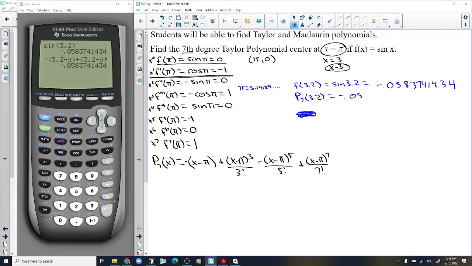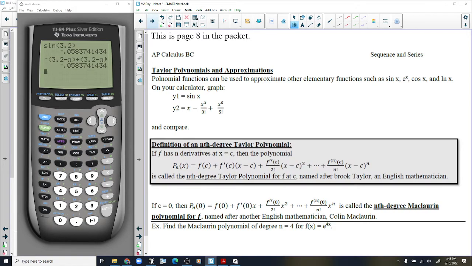Negative 0.05837414434. It's already accurate to 10 decimal places, and maybe more. So sine and cosine converge very quickly. You don't have to have a lot of terms to be very accurate. All right, what else we got? This is page 8, so let's go to page 8 in the packet.